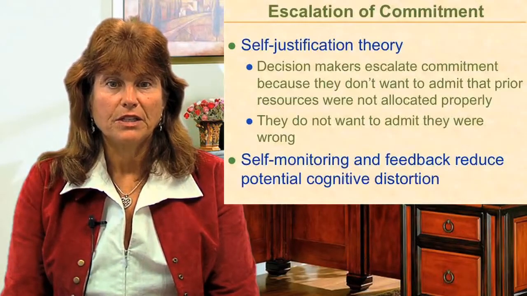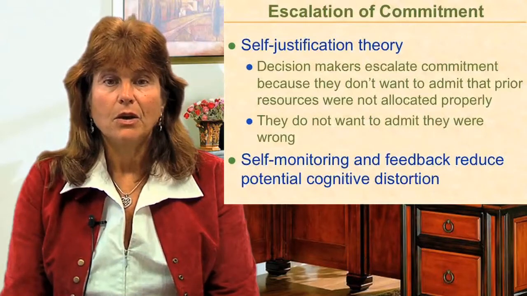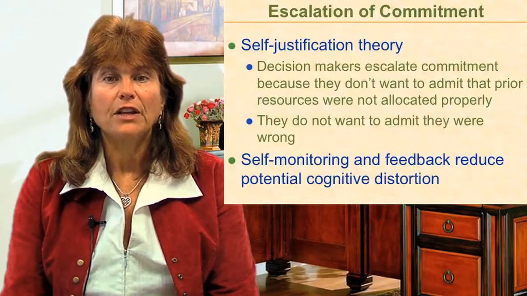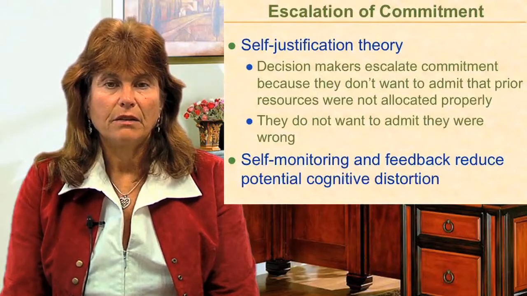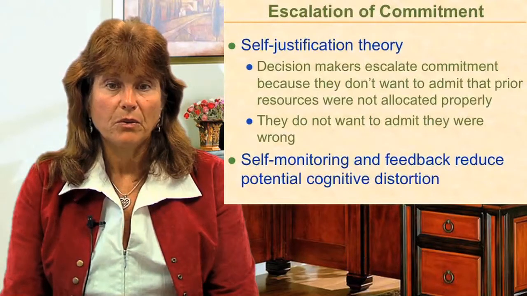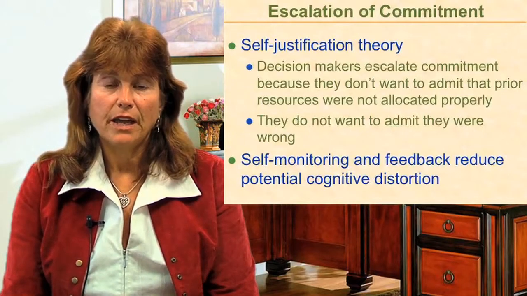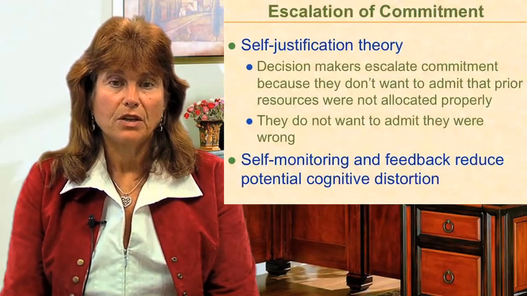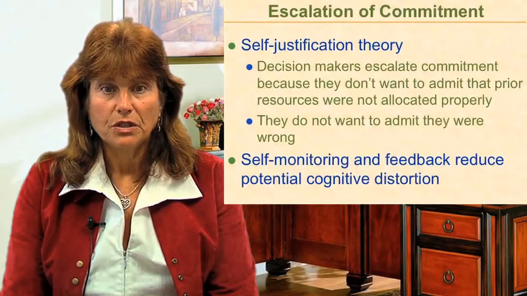Some of this evolves around self-justification, where the decision maker escalates the commitment because they don't want to admit that they were wrong or that they didn't properly allocate resources, and they really are embarrassed and they stay on that course no matter what. Self-monitoring and good feedback help reduce that cognitive dissonance and cognitive distortion.